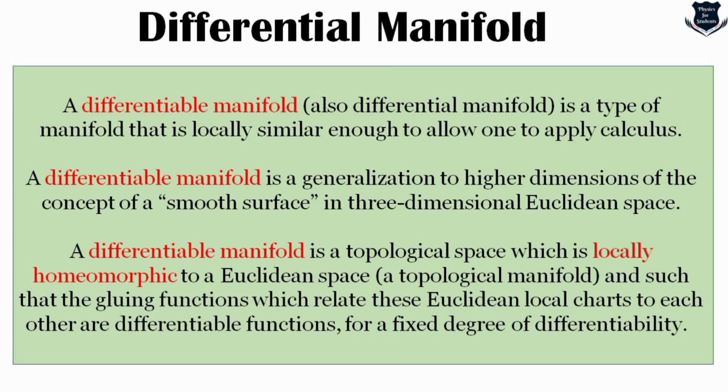We can extend Euclidean space to higher dimensions, which is called a smooth surface. I've got an entire video on smooth surfaces. You can look into differential geometry. A differentiable manifold is locally homeomorphic to Euclidean space, such that the gluing, which relates the Euclidean local charts, preserves the differentiable functions for a fixed degree of differentiability. I won't explain the third part, because again we would have to go into homeomorphism, diffeomorphism, charts, etc. So it is something where we can apply calculus.